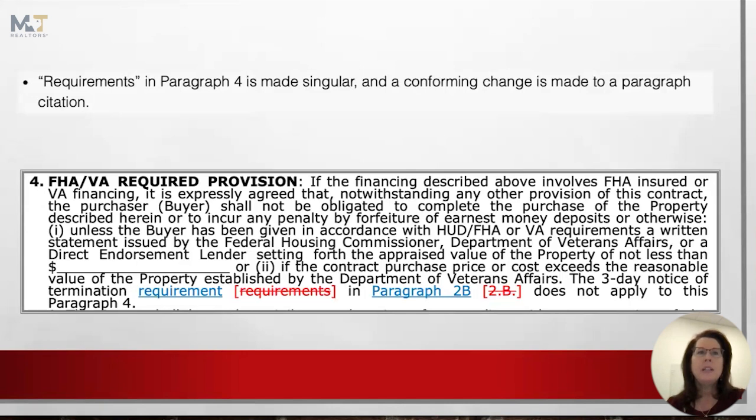So requirements in paragraph 4. This is for the FHA and VA. So requirements in paragraph 4 is made singular and a conforming change is made to paragraph citation. So they're just changing a couple of words from requirements to requirement. And the 3-day notice of the termination requirement in paragraph 2B does not apply to this paragraph. Okay.